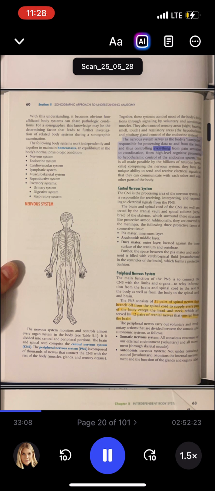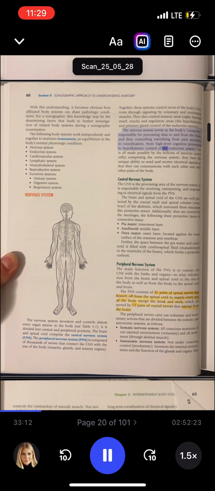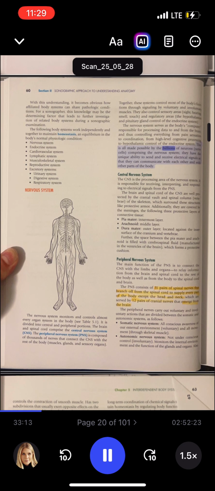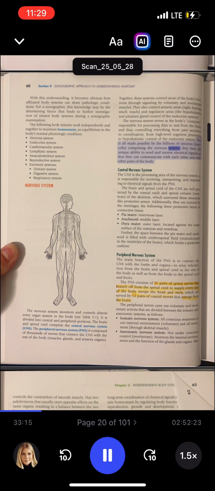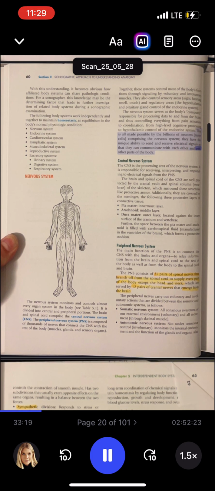thus controlling everything from pain sensation to coordination, from high-level cognitive processing to hypothalamic control of the endocrine system. This is all made possible by the billions of neurons, nerve cells, comprising the nervous system. They have the unique ability to send and receive electrical signals so that they can communicate with each other and with other parts of the body.